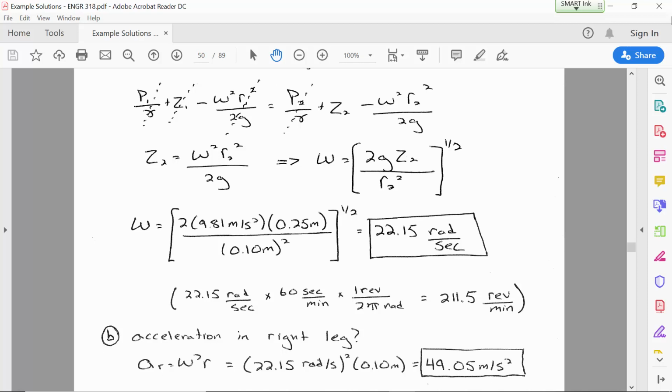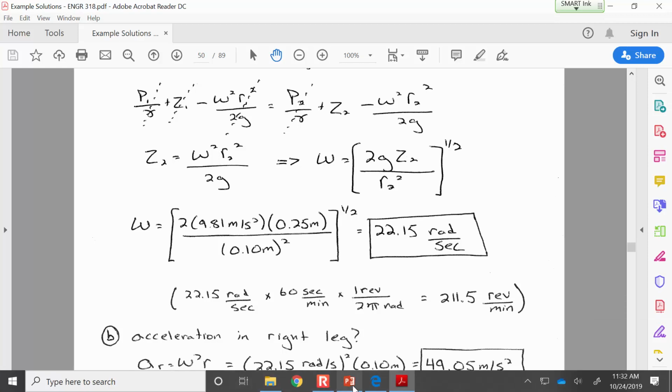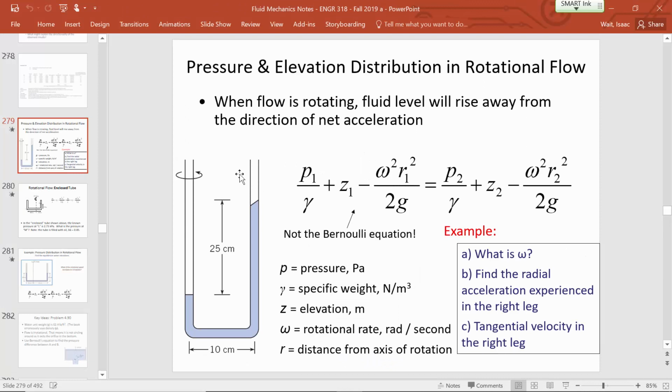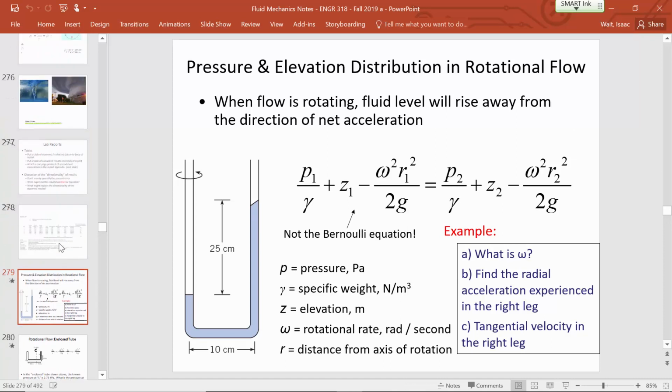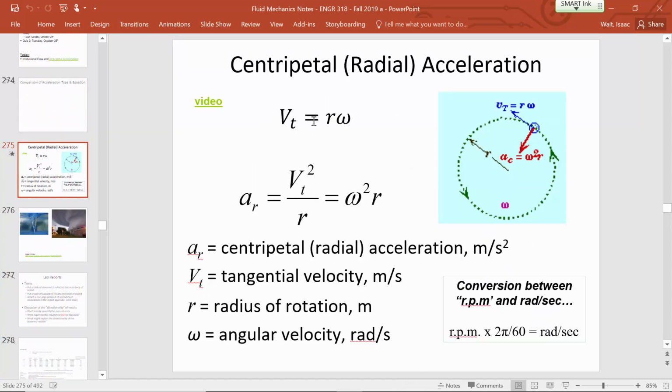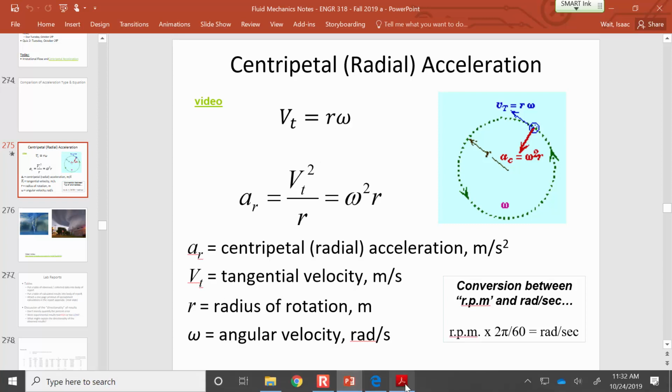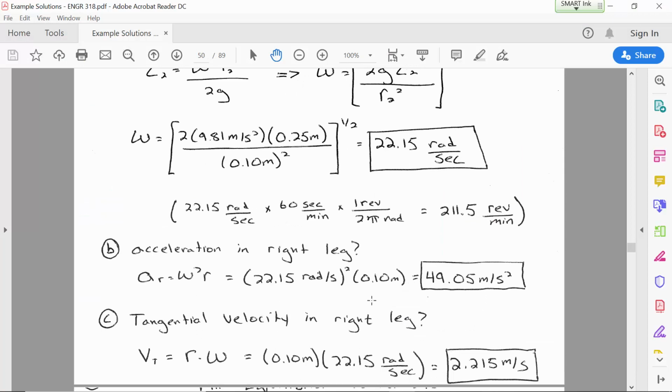And then the final thing it asked was, what's the tangential velocity in the right leg? So given the rate of rotation and the radius of rotation, what is the velocity if we are looking down from above at this system as it rotates? What's the velocity of that tip as it goes around in a circle? And the equation for that, the velocity is the radius times the rate of rotation, so r times omega, and we should get that it's 2.215 meters per second.